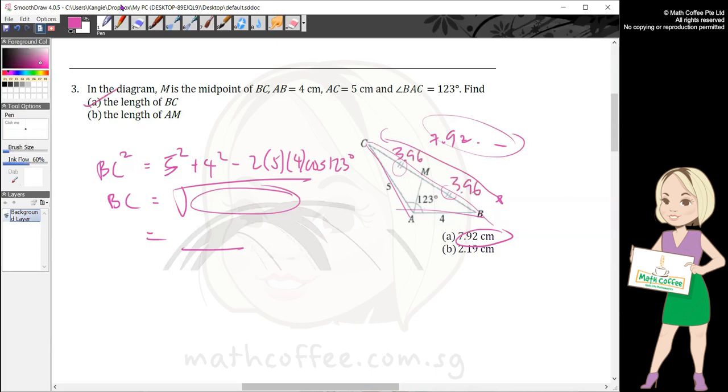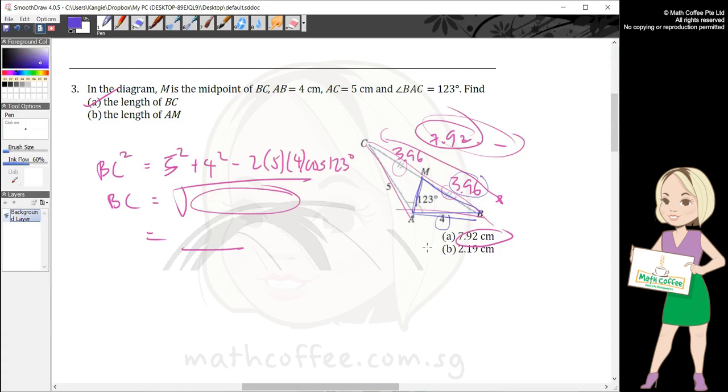So I already did A. A is this 7.92. So now the thing is my AM. My AM is over here. If you want to find this AM, technically speaking, you can use the smaller right angle triangle. Agree? With the smaller right angle triangle, the bad news is I only have 3.96 and 4. Only two miserable lengths. Okay?